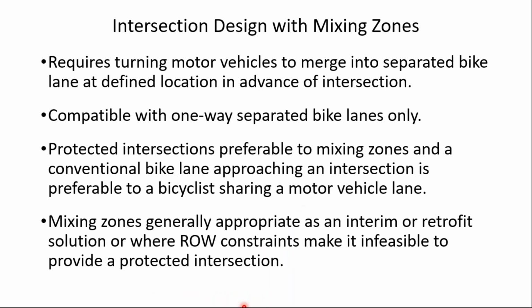Another design is the intersection with mixing zones. So this requires turning motor vehicles to merge into the separated bike lane at a defined location in advance of the intersection. And this is compatible only with one-way separated bike lanes. Probably protected intersections are preferable to these mixing zones. Mixing zones are generally appropriate as an interim or retrofit solution, or where right-of-way constraints make it not feasible to provide a protected intersection.